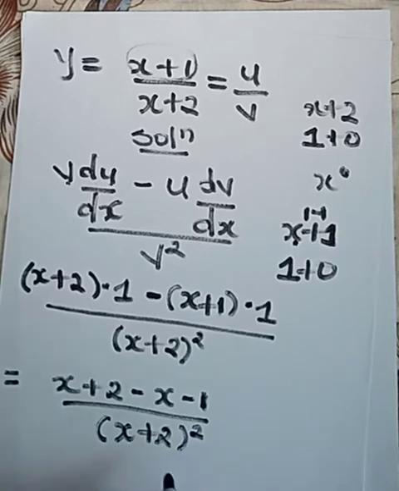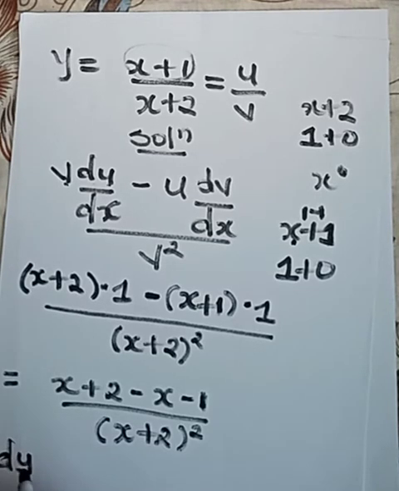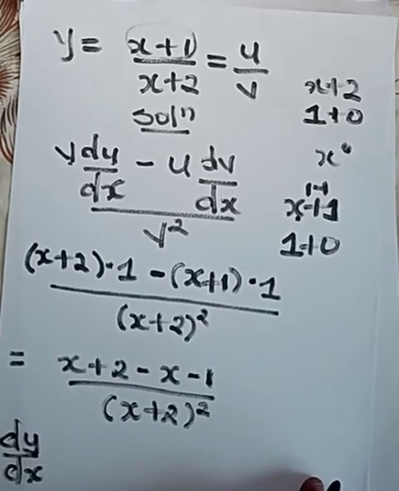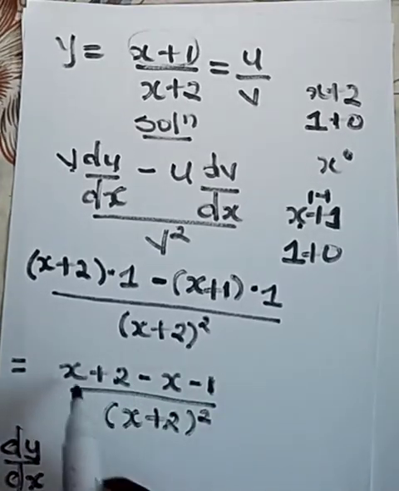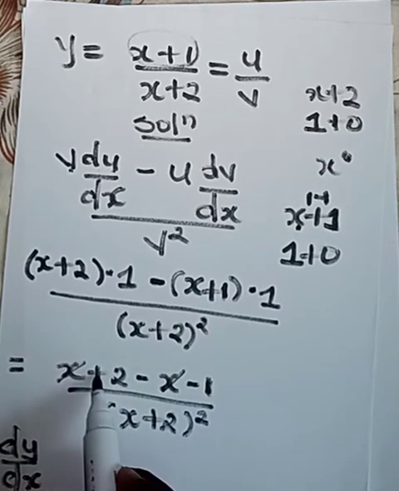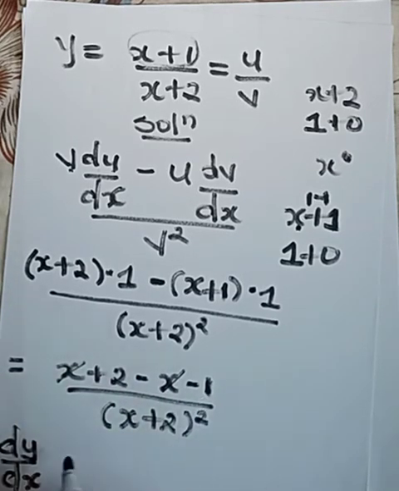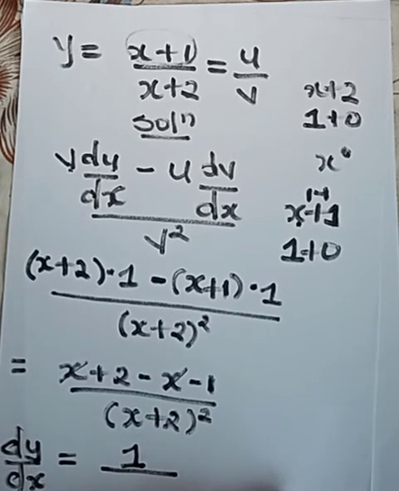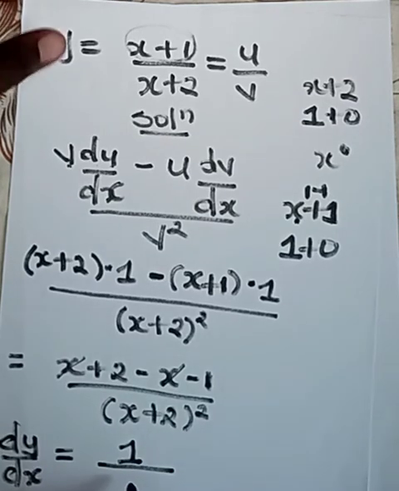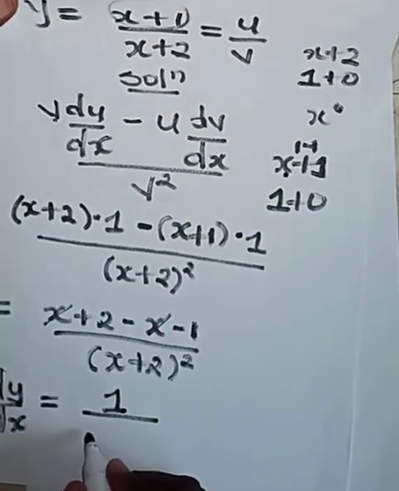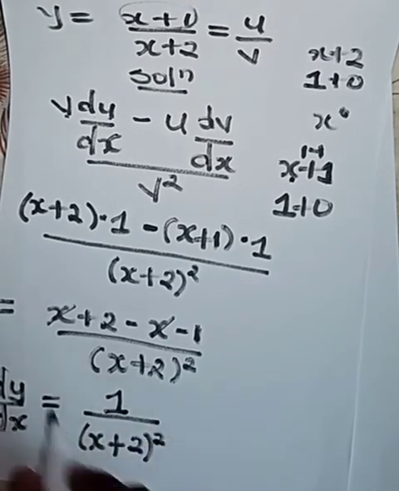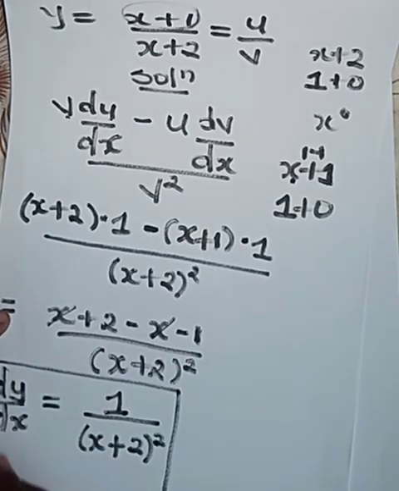Now, if we simplify this, we're going to have our dy by dx simply giving us, we see here that x is going to go away, and we're left with 2. 2 minus 1 is going to be 1. All that on, let me fix the paper so you can really see, all that on x plus 2, all that squared, and that's the derivative of that.